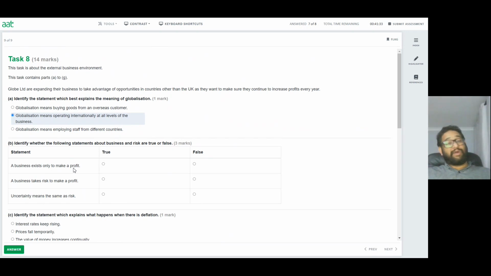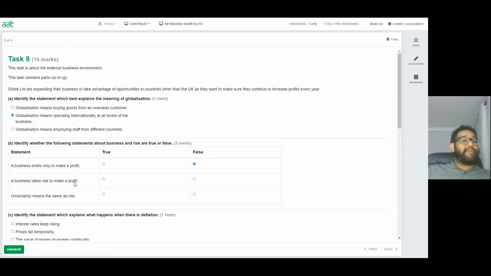I hate that they say it that way. Businesses are not always for profit. There are businesses that are non-profit as well, non-profit organizations and charities. They are not there to make a profit. So straight away, saying they only make a profit makes it wrong.